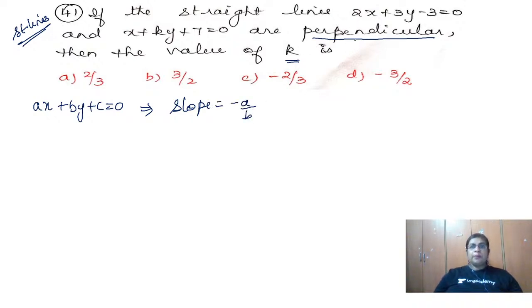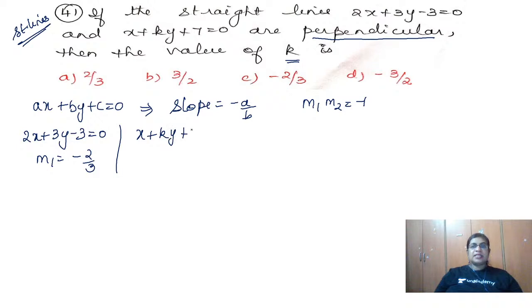Perpendicular means the slopes condition comes to my mind: m1 m2 is equal to minus 1. So let me find the slope of the first line and the slope of the second line, and I'm going to get the value of k. I have the first line 2x plus 3y minus 3 is equal to 0. So what is the slope m1? It is minus a by b, a is 2, b is 3, so minus 2 by 3. Next, the line x plus ky plus 7 is equal to 0. What is the slope m2? Minus a by b, a is 1, so minus 1 by k.